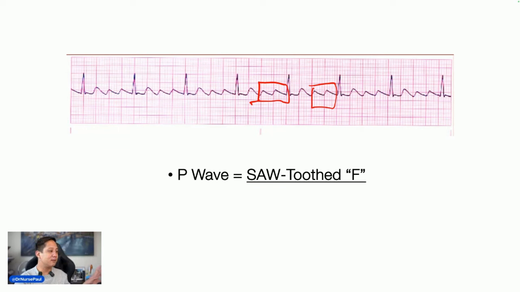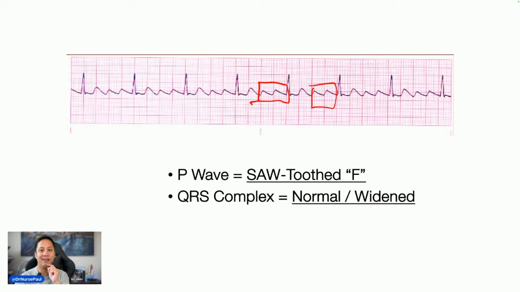How about the QRS? Does the QRS look normal to you guys? I think it looks normal to me. It looks like less than 3 boxes to me, right? Sometimes it could be widened in this situation, sometimes it's normal. But what did I tell you guys? If the P wave is abnormal, but the QRS is there, whether it's normal or abnormal, what is our origin? Atrial or ventricular? This is an atrial problem. Everybody agrees based on what we talked about earlier? Yes. Okay, so this is an atrial problem.